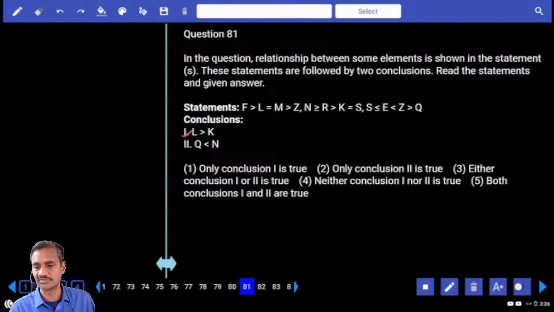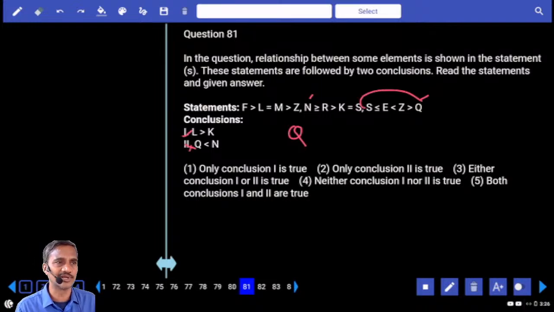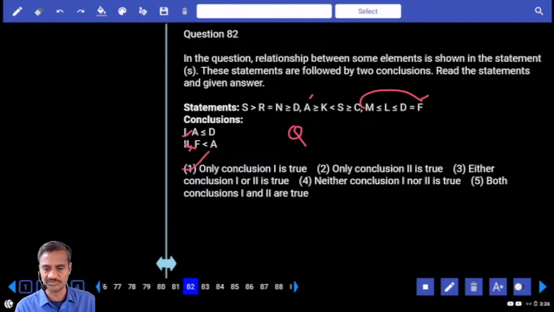Then coming to the second one, Q and N. Now Q is here, N is here. Which element is common? Yes, S is common. Now between Q and S there are 2 opposite symbols, so no relation can be drawn. And so only one is true, choice 1, question number 81.